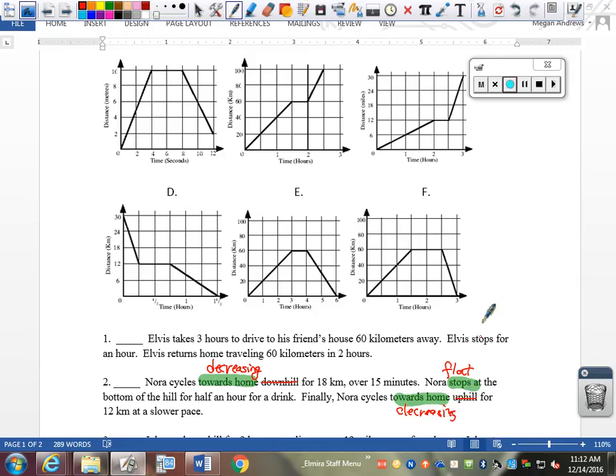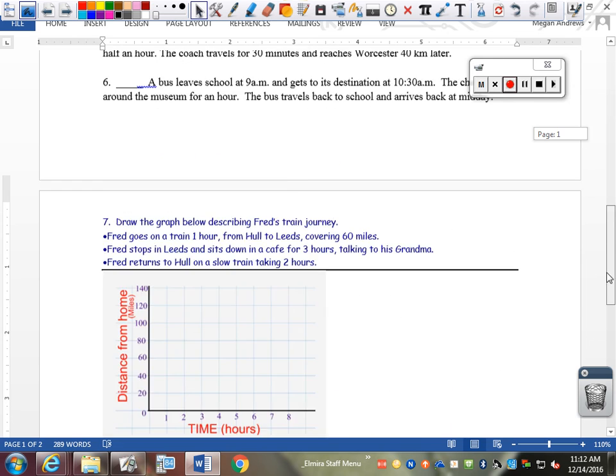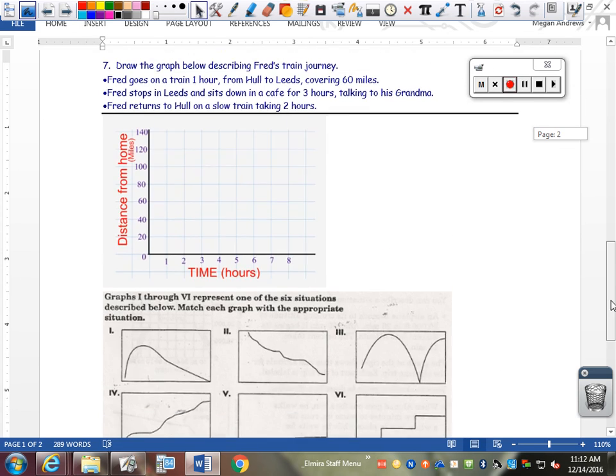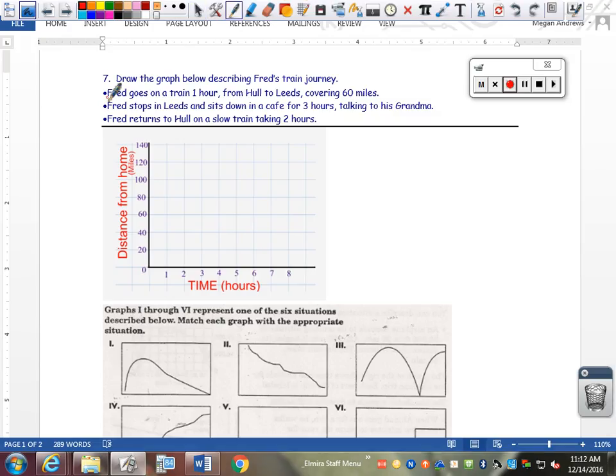Okay. The other homework thing I wanted to remind everybody about is number 7. Before you read the first clue about Fred, remember that you need to put a starting dot here at 0, 0. Okay, Fred starts at home or at the train station or whatever.